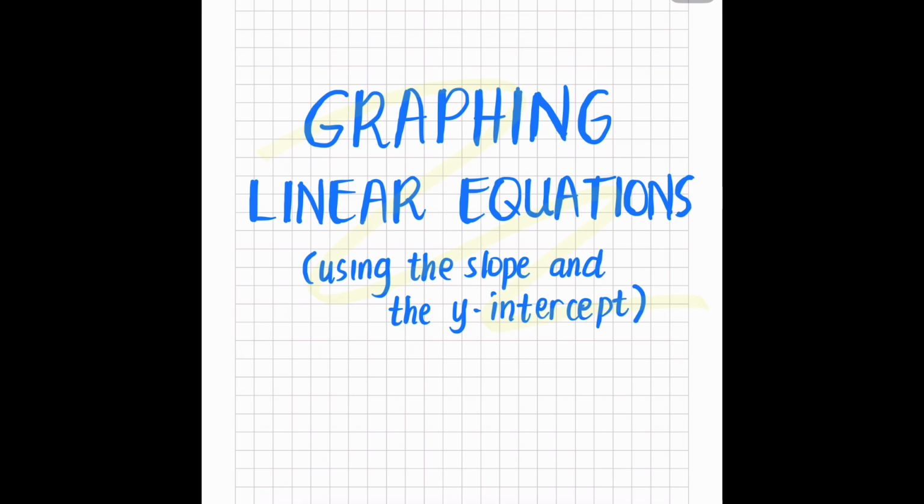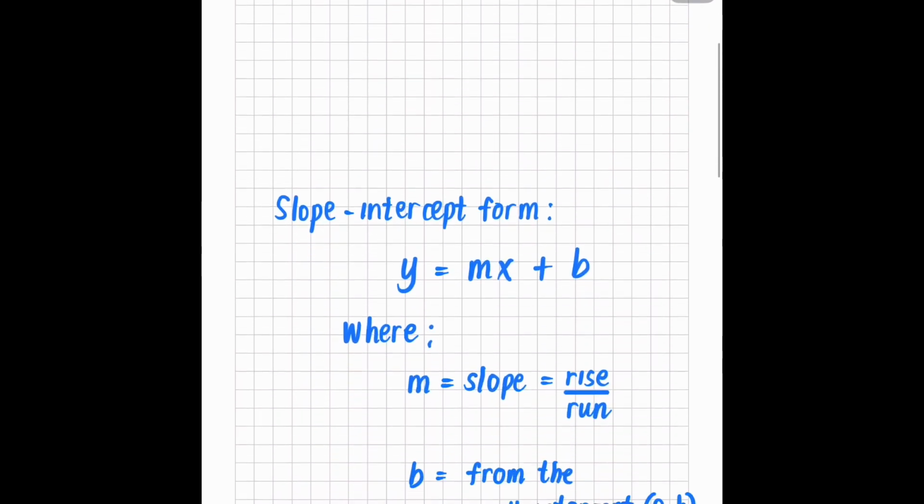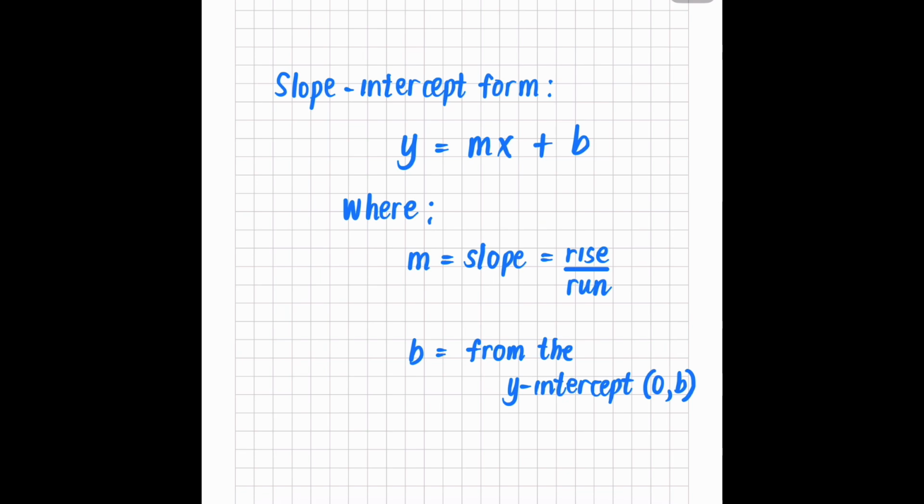Today, we will be learning how to graph linear equations using the slope and the y-intercept. But first, let's take a look at some important information about slope-intercept form. In the previous videos, you've learned that the slope-intercept form of a linear equation is written as y = mx + b, where m is the slope, which is also the rise over run. This concept is what we will be using today.